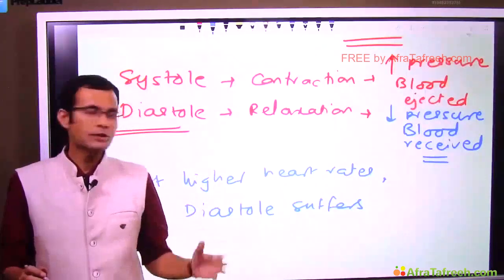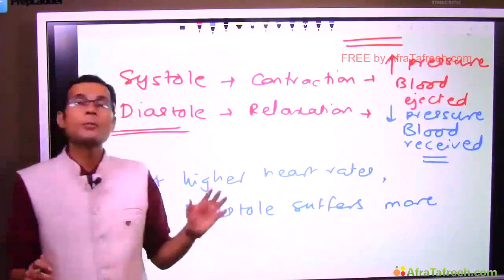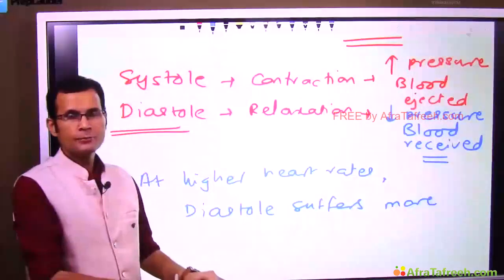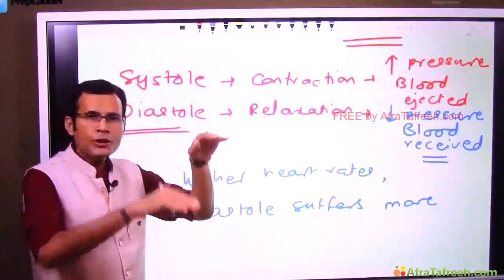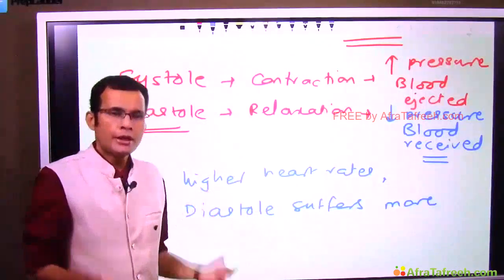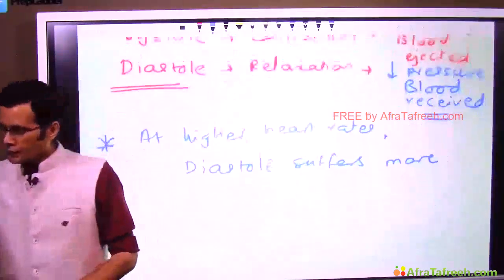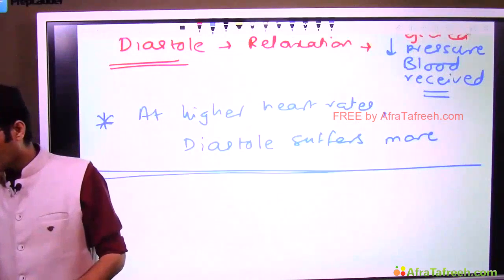In terms of duration, diastole suffers more as compared to systole. Systole, diastole, both durations will decrease because the cardiac cycle duration has decreased. But diastole duration will decrease to a much greater extent as compared to systole decreased duration, right? So that was an essential point that I wanted to make.